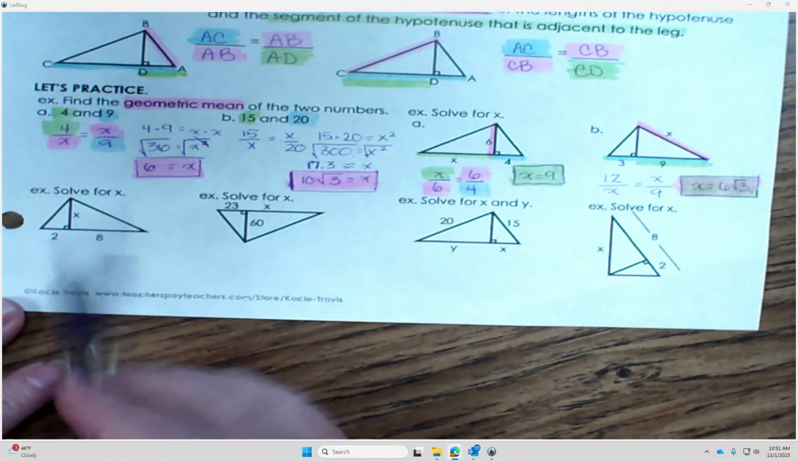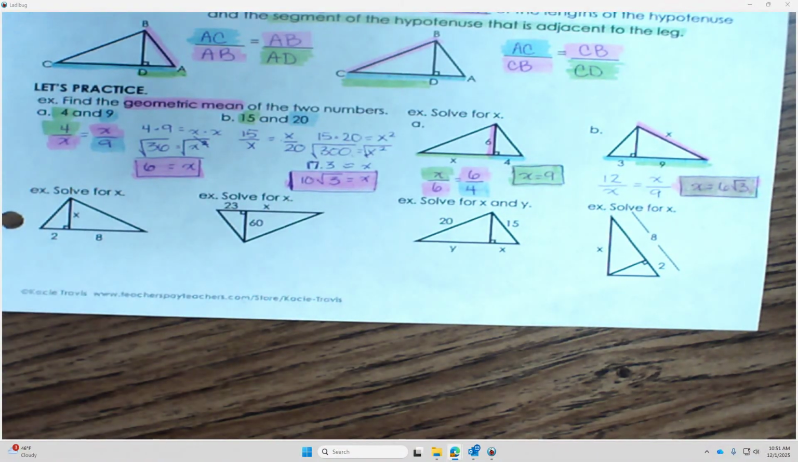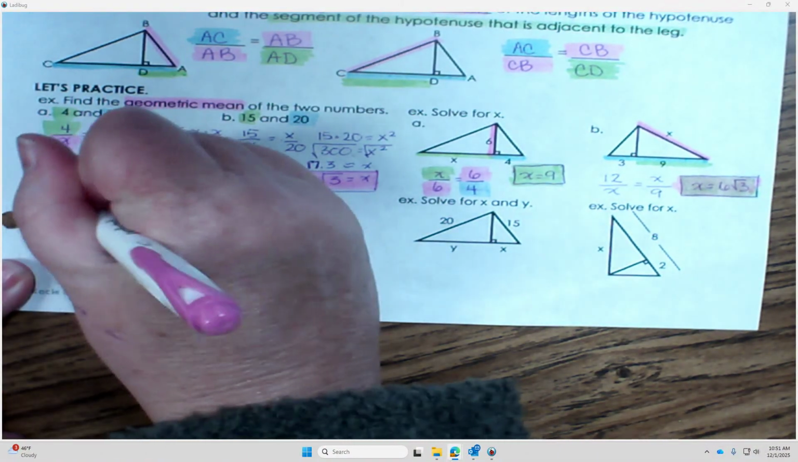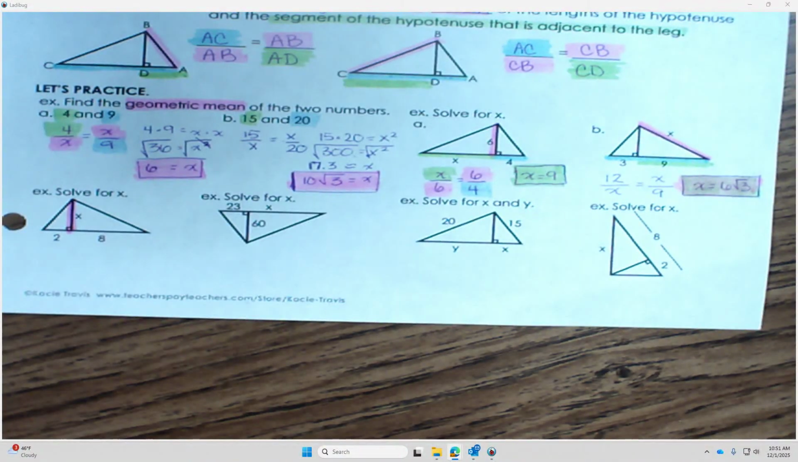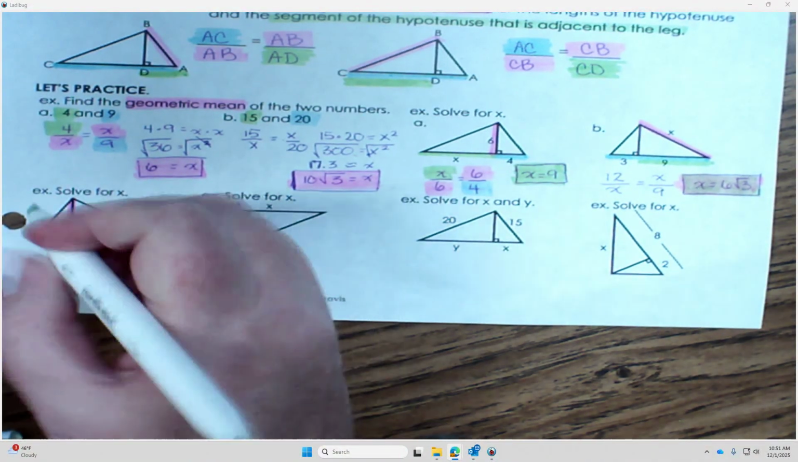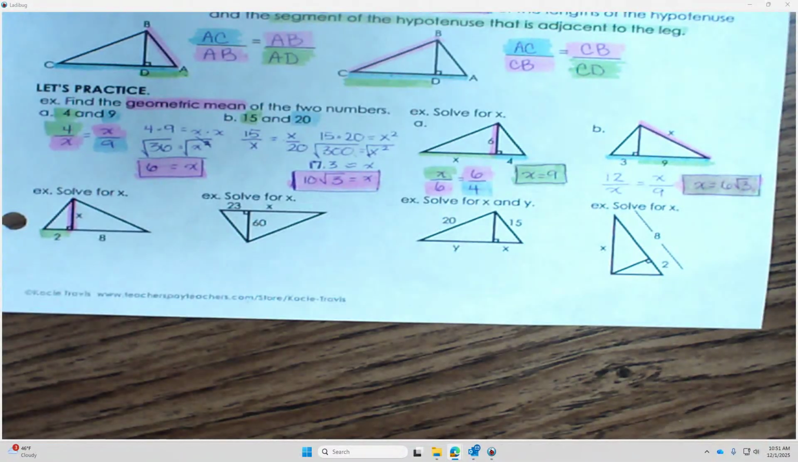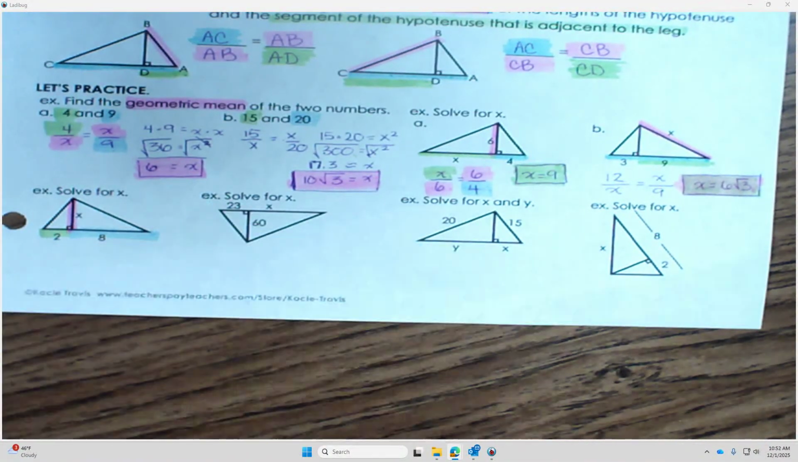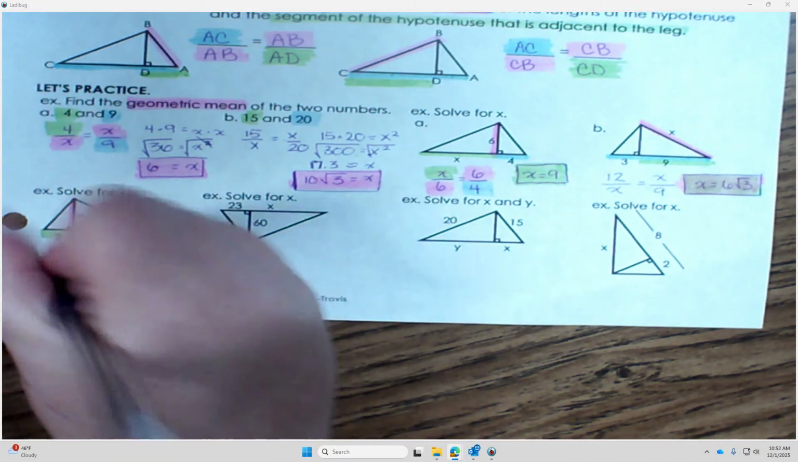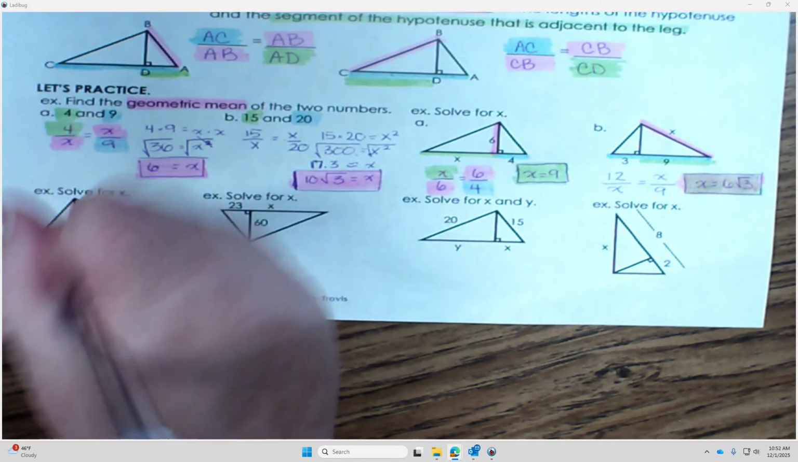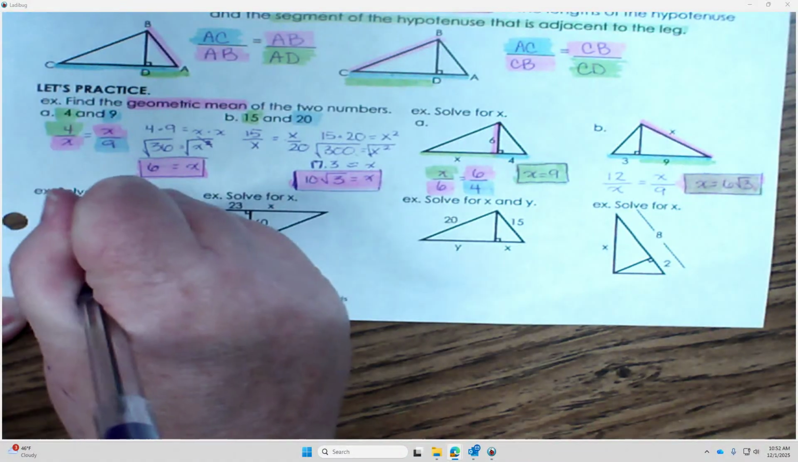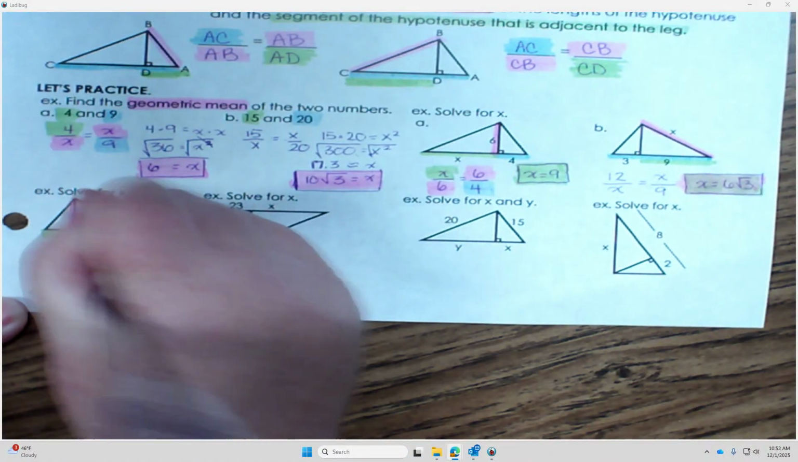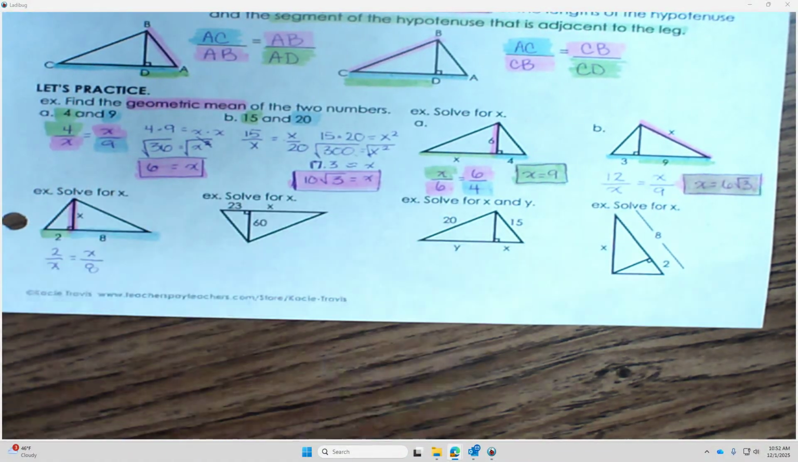All right, so let's look at this. Right off the bat, I see an altitude. So I'm going to make my altitude pink, and that's going to be my geometric mean. And when I have an altitude, then I'm able to just use the left part of the hypotenuse and the right part of the hypotenuse to solve. So I'm going to take my part of my hypotenuse and divide it by my altitude, make that equal to my altitude divided by my part of my hypotenuse.